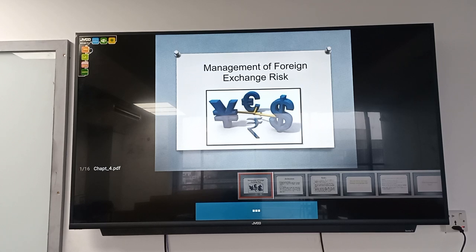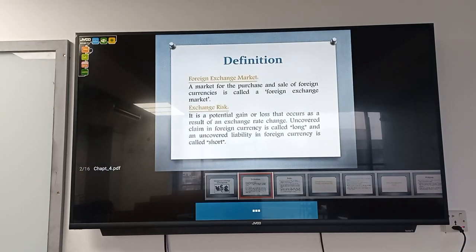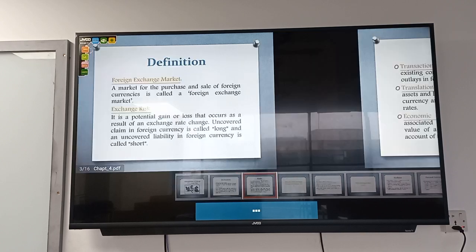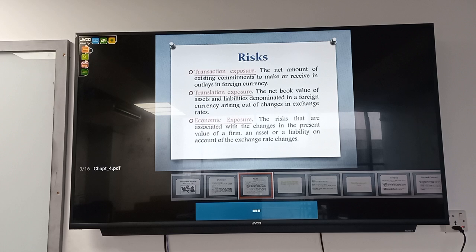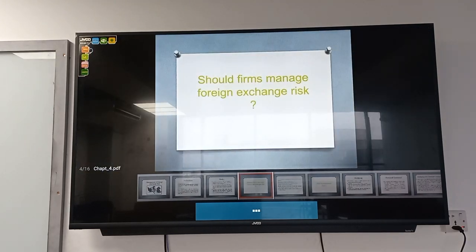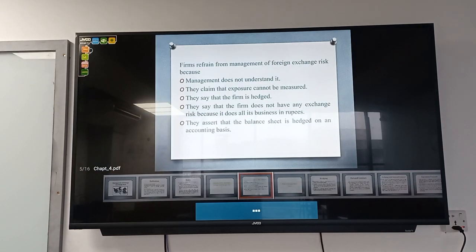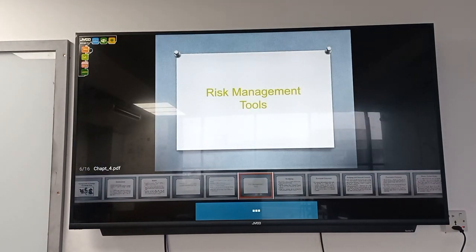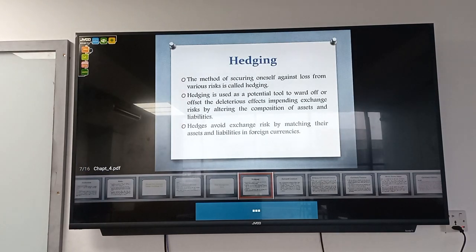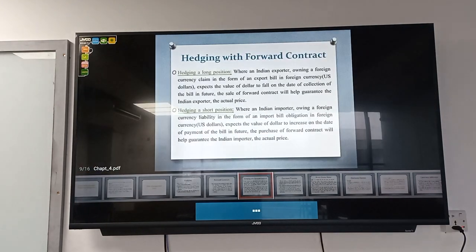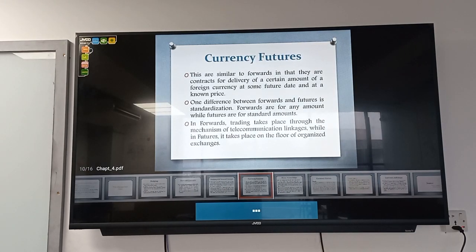In our last class we started this chapter, management of foreign exchange risk. Here we learn foreign exchange market, exchange risk, three types of risk: transaction, translation, economic exposure, and some risk management tools: hedging, forward contract, hedging with forward contract. Today we are starting from currency futures.